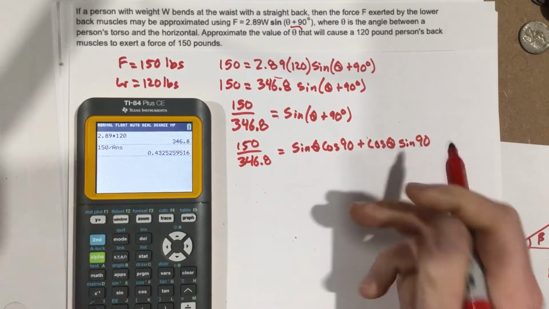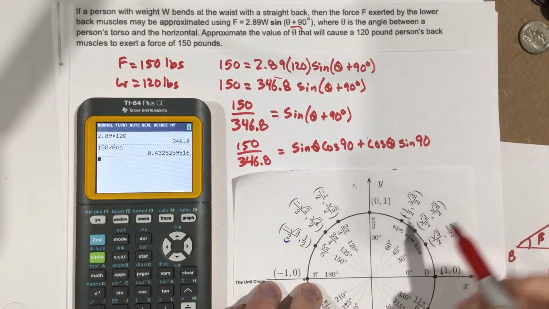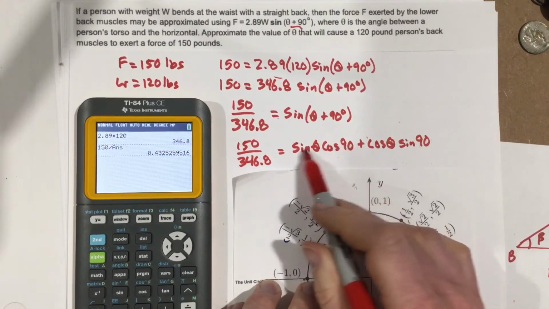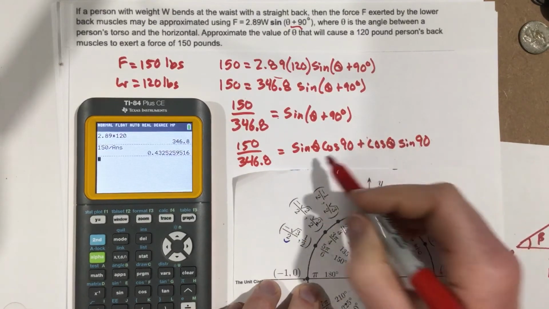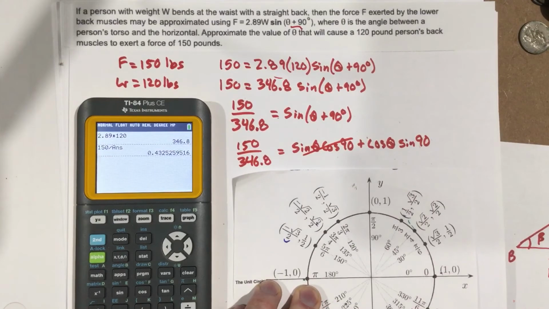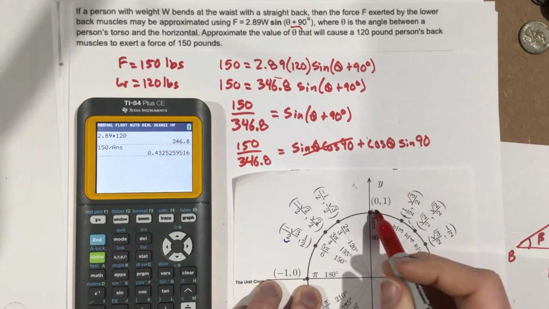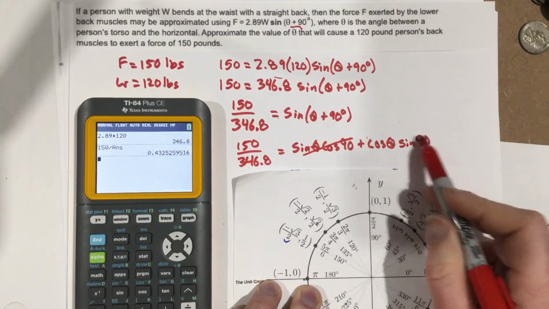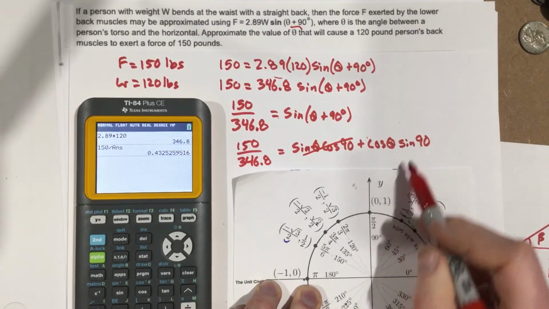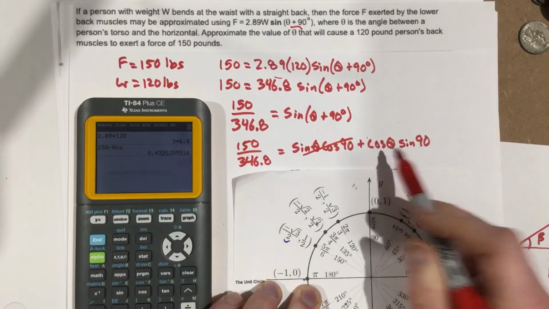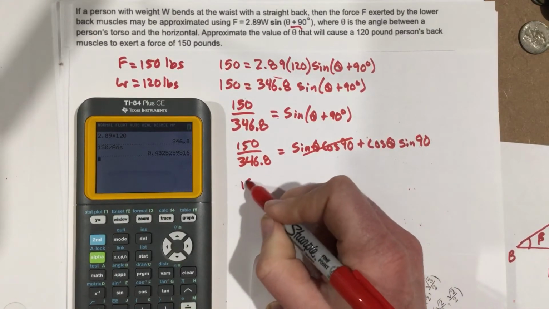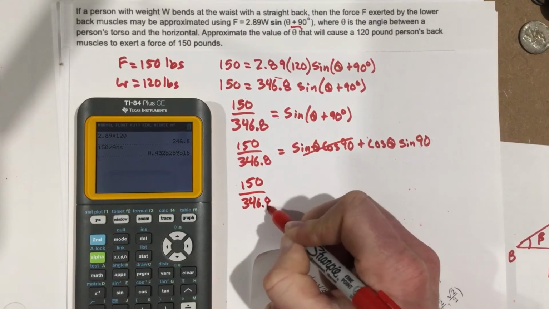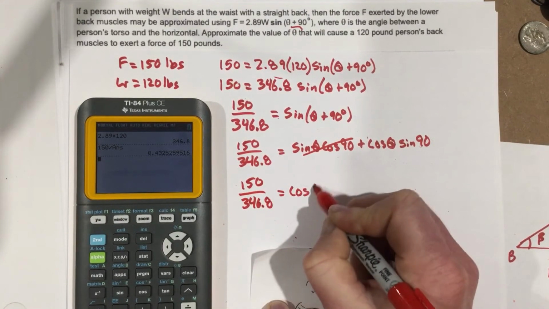All right. Now, we can go ahead and start to evaluate this because I know cosine 90, if we use our unit circle here, what's cosine 90? If I go to 90 degrees, cosine is 0. So this term cancels out. So I can just cross that out completely because that's going to give me 0 for cosine 90, which will cancel out the sine theta. And I look at sine 90 here. Sine 90 I know is just 1. So I'm just left with cosine theta. So I really just have 150 over 346.8 equals cosine theta.